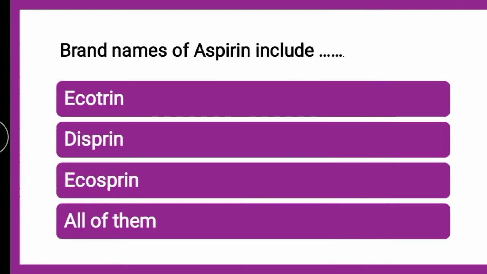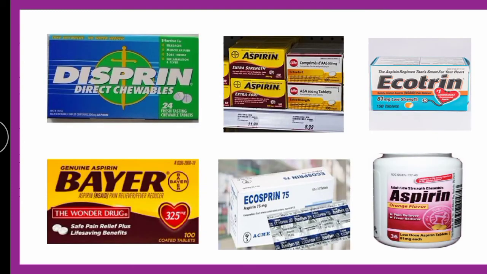Next question is, brand names of aspirin include dash. Whether Ecotrine, Disprin, Ecosprin or all of them. The correct answer is, it is all of them. Brands of aspirin, all are the brands of aspirin which are mentioned here, and there are many more brands. More than 50 brands are available in the market. Different brands and different manufacturers. The major amongst them are Ecotrine, Disprin, Ecosprin and all. Disprin, Ecotrine, Ecosprin, these are the famous brands.